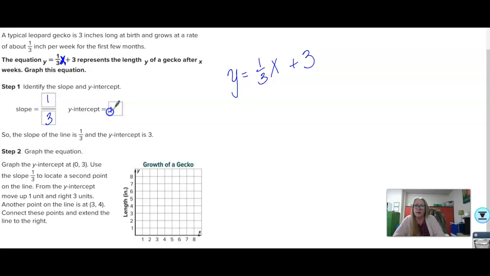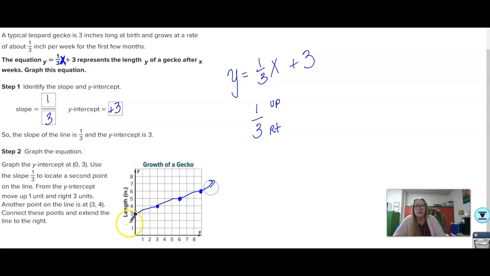The y-intercept is +3. So we start on +3, and with a positive 1/3 slope, the top number is up or down, so that's up. Bottom number is left or right, so that's right. So up 1, right 3. Up 1, right 3. 1, 2, 3. You could do more. Up 1, right 1, 2, 3. Up 1, right 1, 2, 3. Look at that. I got 4 of them on there. And then you draw the line.